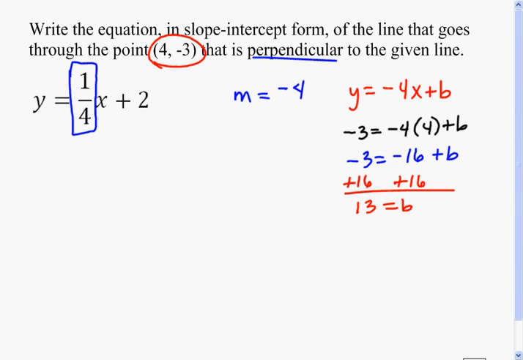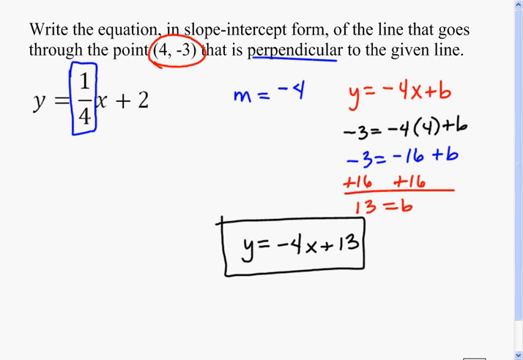So my final answer, because it is an equation, is going to say y equals, again, my slope is -4 for this one, and the x plus my b value, which I found out was 13. And this would be my final answer. And I could graph those two and see that they indeed are perpendicular.